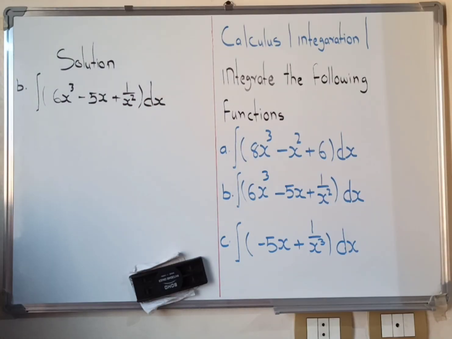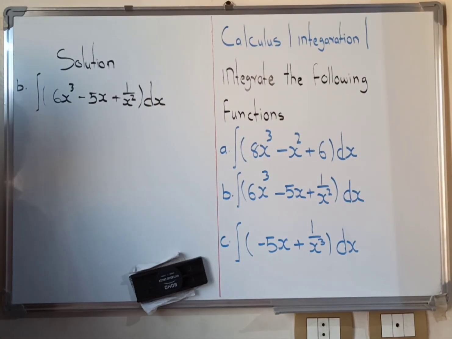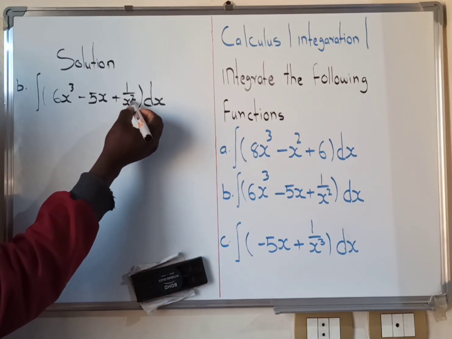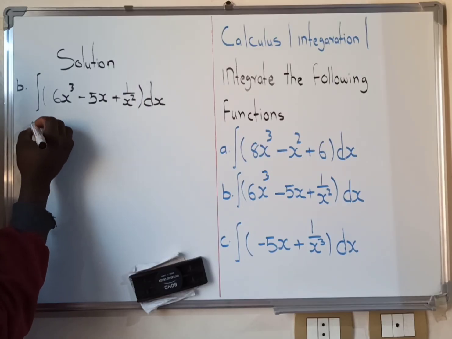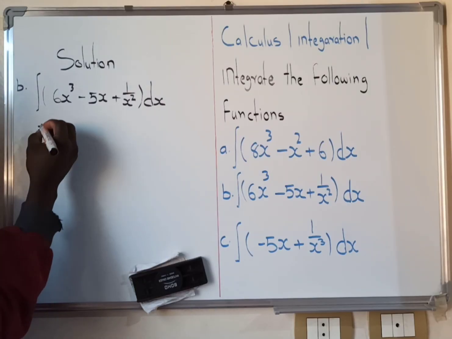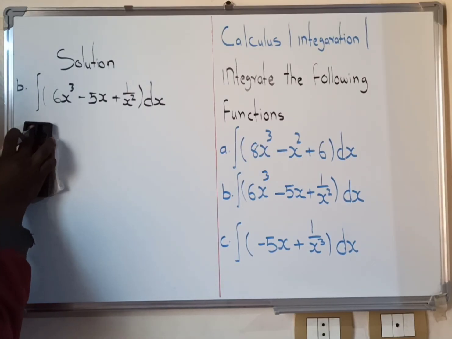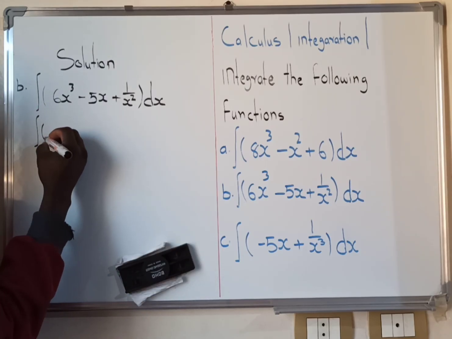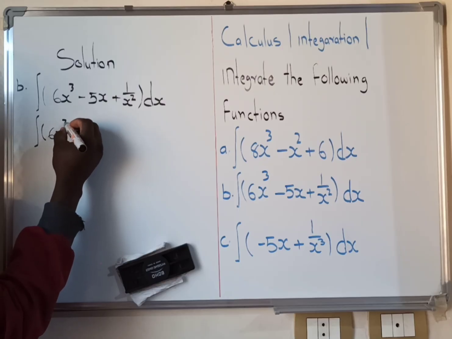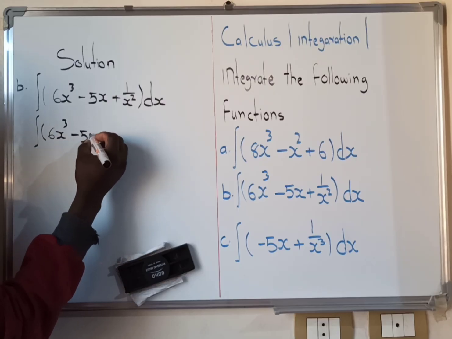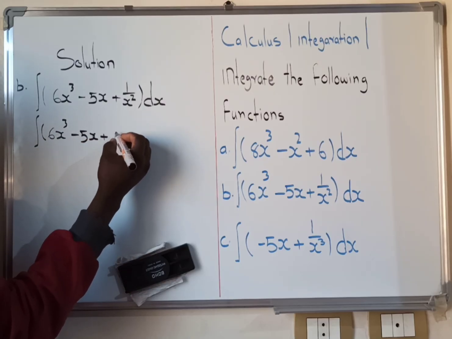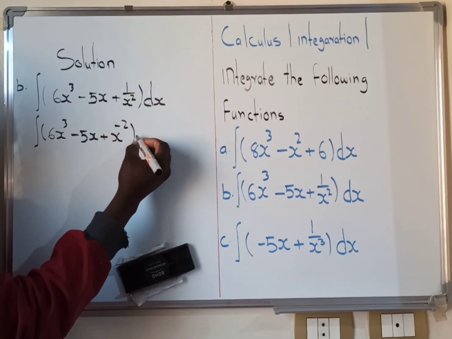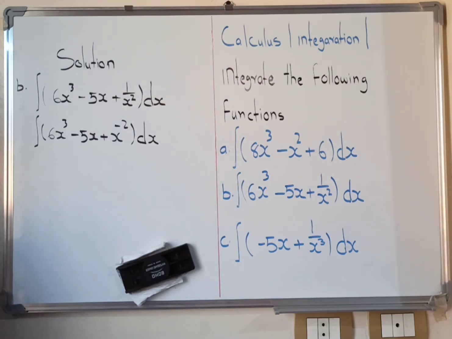So right now, as you can see here, we have to rearrange the question itself, because here we have 1 over x squared. So we need to take this x squared up. We don't have to say equals. We just rearrange the question. So we have the integral of (6x cubed minus 5x plus, when we take this up, it's going to give us x to the negative 2) dx. So this is how we arrange the question.